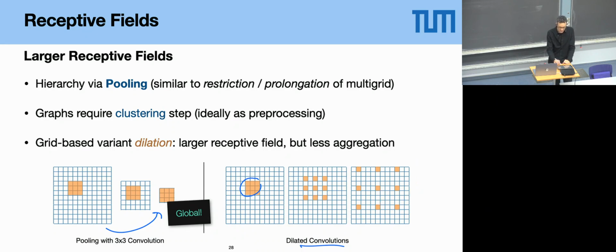You could do the same idea in graphs, but it's non-trivial there. You need to pre-compute how to enlarge these neighborhoods, so it's less common. Probably because it would require so much pre-computation. I haven't seen it. There, the clustering and these hierarchies are actually more commonly used. But especially for regular grids, because it's so simple to do, it's an interesting alternative.